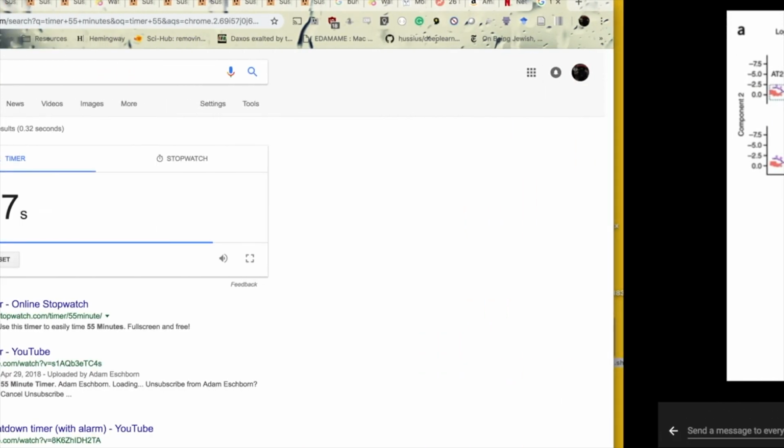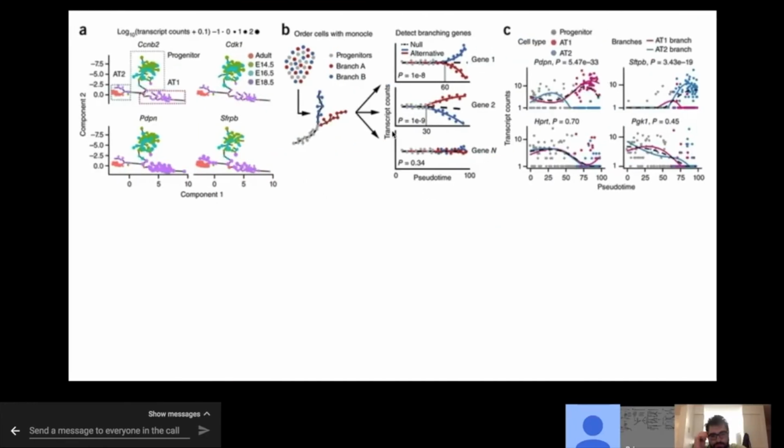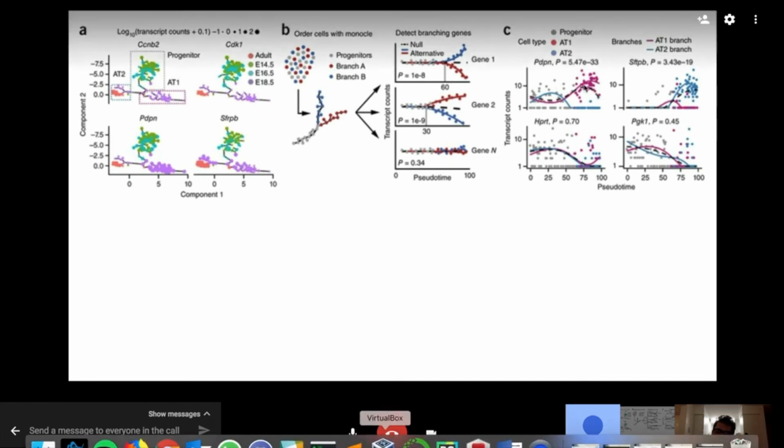So what this now does essentially is it'll fit a model for progenitor through branch A, and then progenitor through branch B, and it'll just ask, is the model for branch A different from the model for branch B? And that's what this is basically showing here. Here's the model for AT2, here's the model for AT1. That's different, so it has a significant p-value.